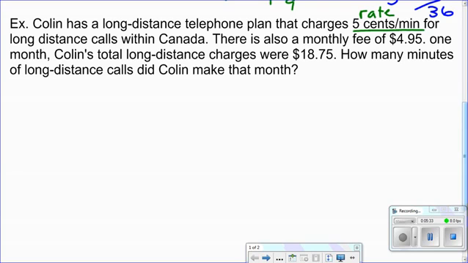For long distance calls within Canada, there is also a monthly fee. When you see something like that says a fee, that means it's a one-time cost that's going to be added.